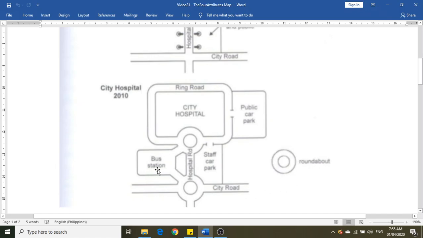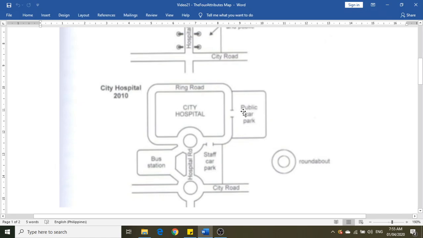And then bus station over here. So apparently this is not the name of a bus station. It's just a generic term, bus station. So make sure you do not capitalize that letter B over there. That's a common noun as well. And then staff car park. So again, do not capitalize the S over there. That's a generic term as well, a common noun. And similarly with public car park, do not capitalize the letter P.